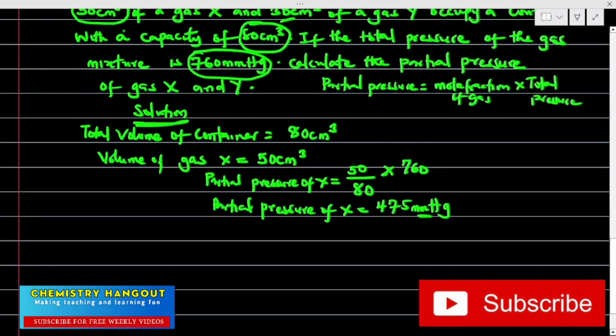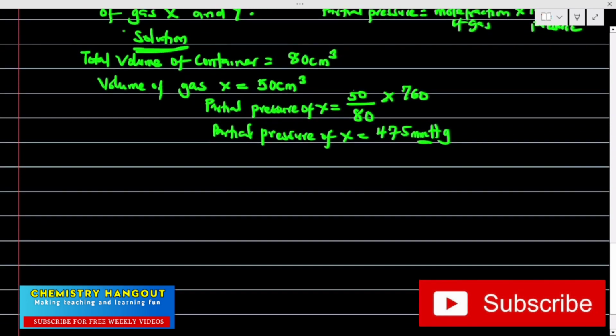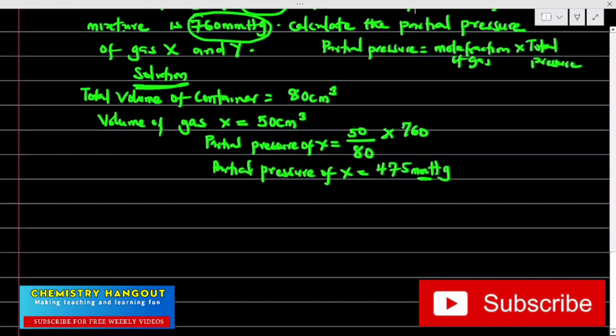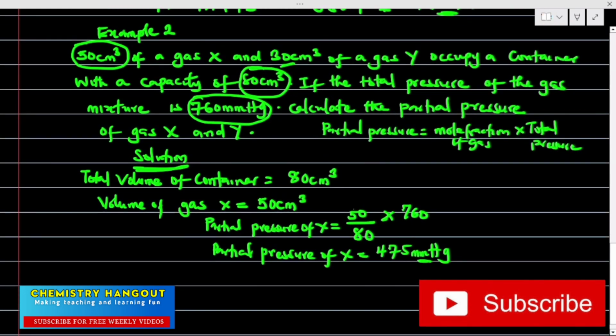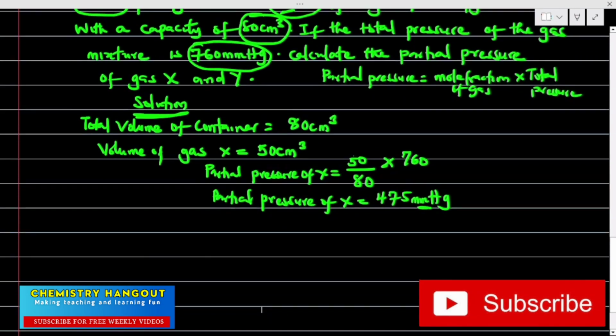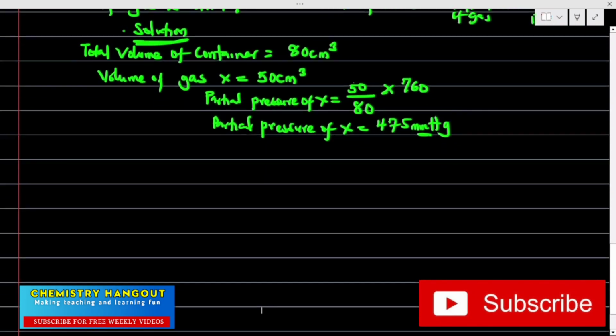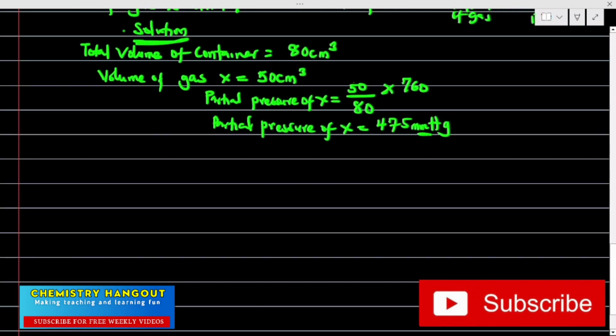Let's move to the partial pressure of Y. Don't forget the volume of Y they gave us. Volume of Y they gave us, that's 30. Can you see that? So let's move down now to solve for the partial pressure of Y.